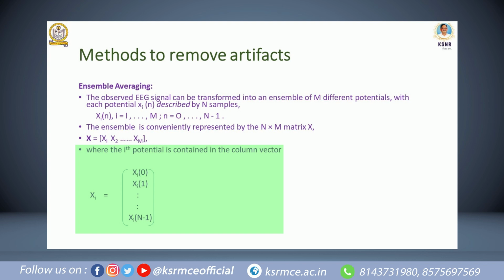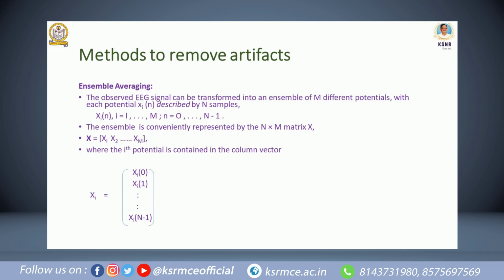So, in this way each potential is expressed as a column vector, and these m potentials can be expressed as an ensemble of n by m matrix, that is X = [x1, x2, and so on up to xm]. In this ensemble averaging, the corresponding sample values of the different potentials are averaged.